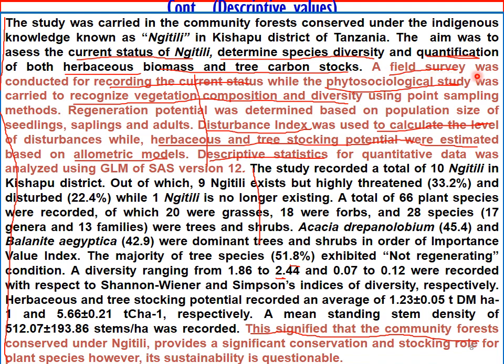The field survey was conducted for recording the current status, while a phytochemical study was carried out to record vegetation composition and diversity using point sampling. Regeneration potential was determined based on population size. A disturbance index was used to calculate the level of disturbance. Herbaceous and tree stocking were estimated based on allometric models. Descriptive statistics for quantitative data were analyzed using the general linear model of SAS version, this one. You see, that indicates the methods.